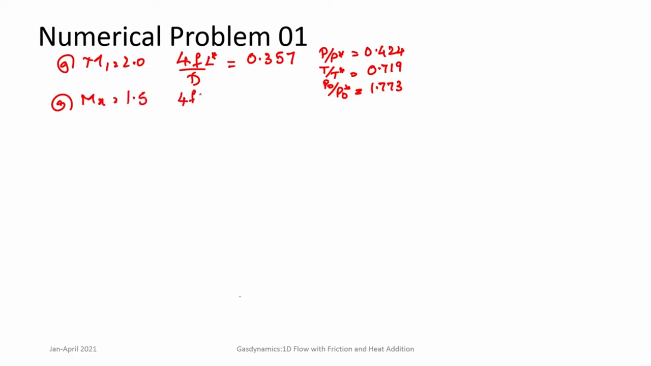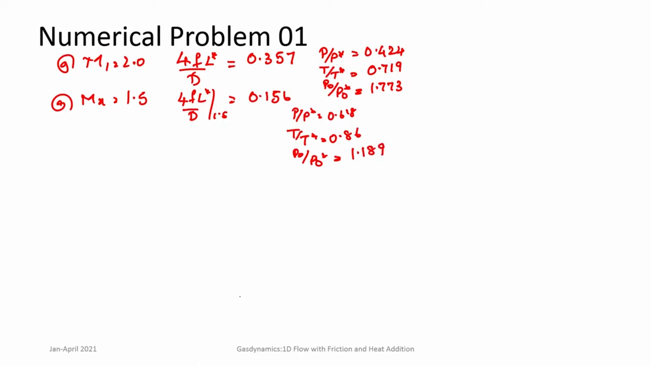At MX, which is 1.5, 4fL star by D is 0.156, and P by P star is 0.618, T by T star is 0.86, and P naught by P naught star is 1.189.